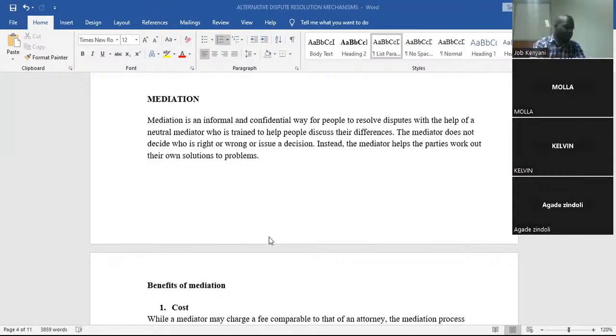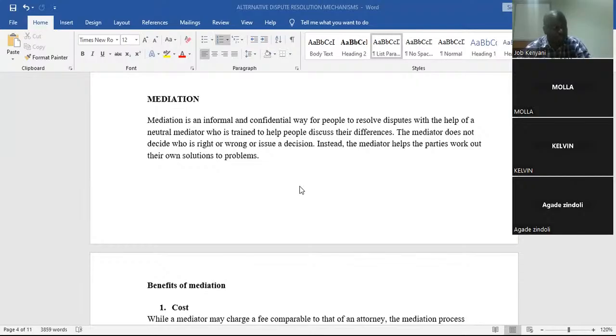So this is not like arbitration, whereby the arbitrator gives an arbitral award. The arbitrator gives the solution. Here, the parties themselves who are under the dispute are the ones who will resolve the matter on their own. They'll craft ways as to how they resolve their own disputes. So this mediator simply creates an environment whereby he's able to bring the parties under the dispute together. They can sit together. So this person is known as a mediator.